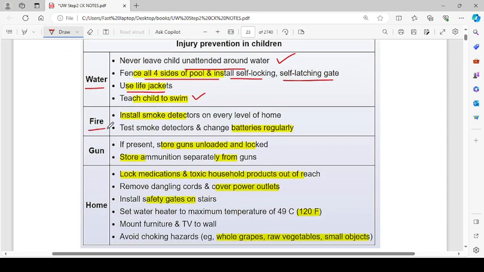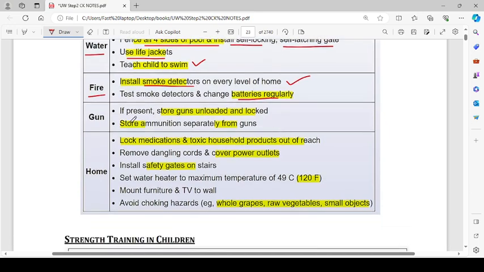In case of fire, install smoke detectors on every level of the home. Test the smoke detectors and change the batteries regularly. For guns, if present, store the gun unloaded and locked.